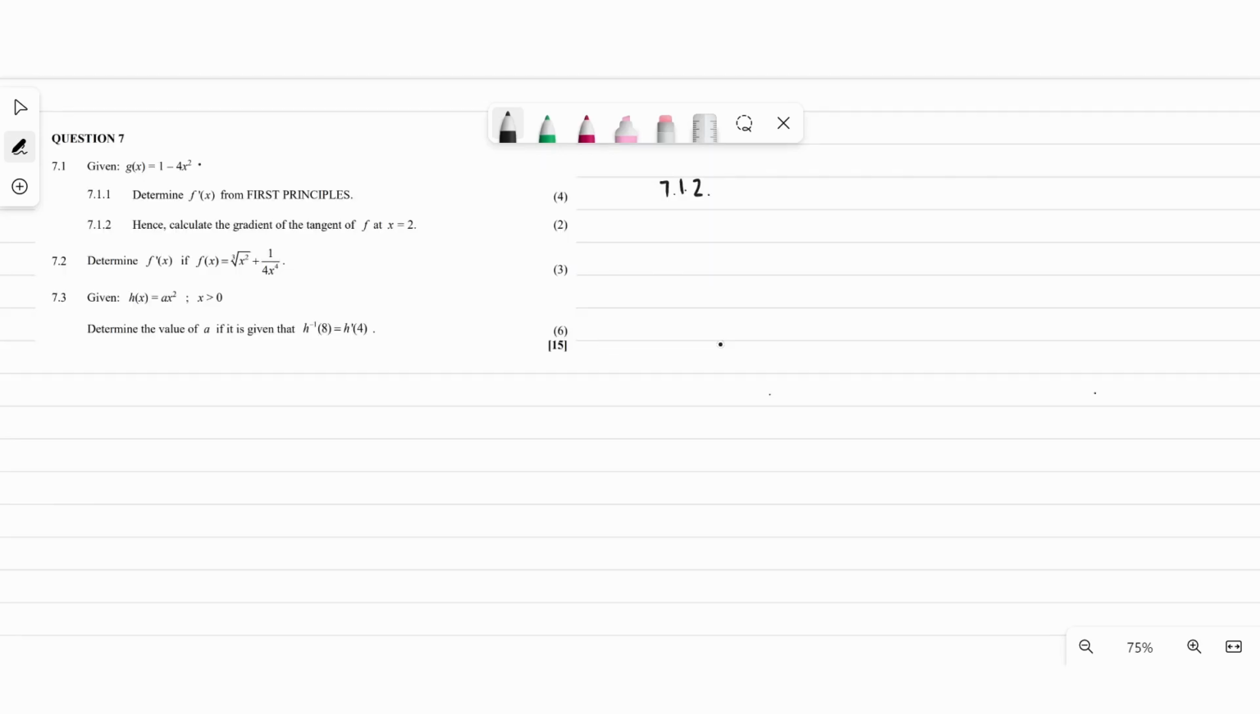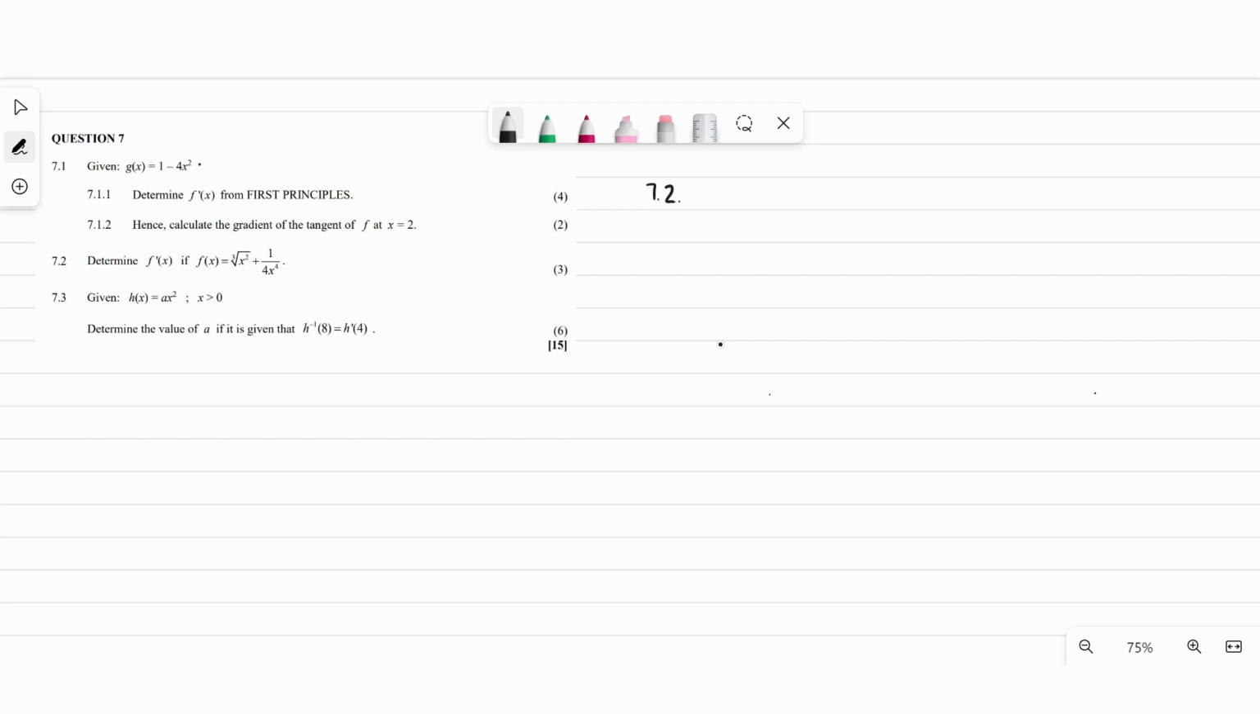7.1.2 says, calculate the gradient of the tangent of f at x equals 2. So we know that the gradient here is equal to f prime of x. We already know what f prime of x is. We got it as negative 8x. So we need to find the gradient at the point x equals 2. So we're going to substitute 2. So we're looking for f prime of 2, which is equal to negative 8 times 2, therefore it's going to be equal to negative 16. And you're done with this question.